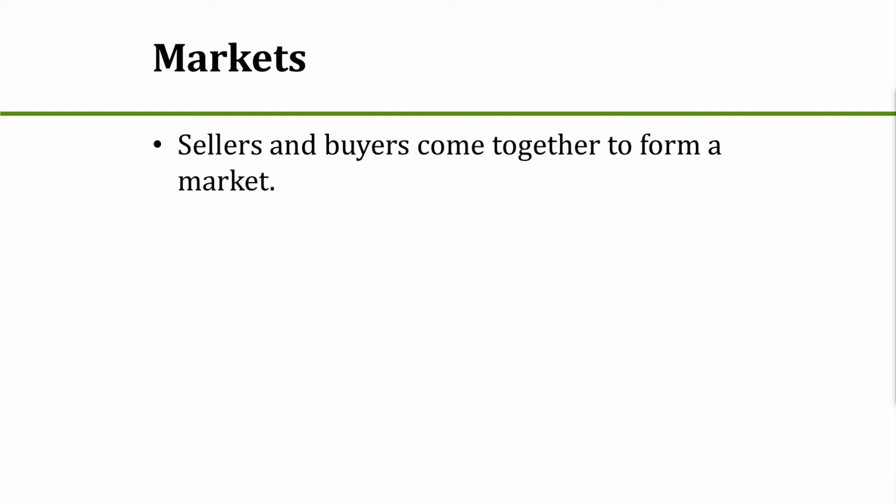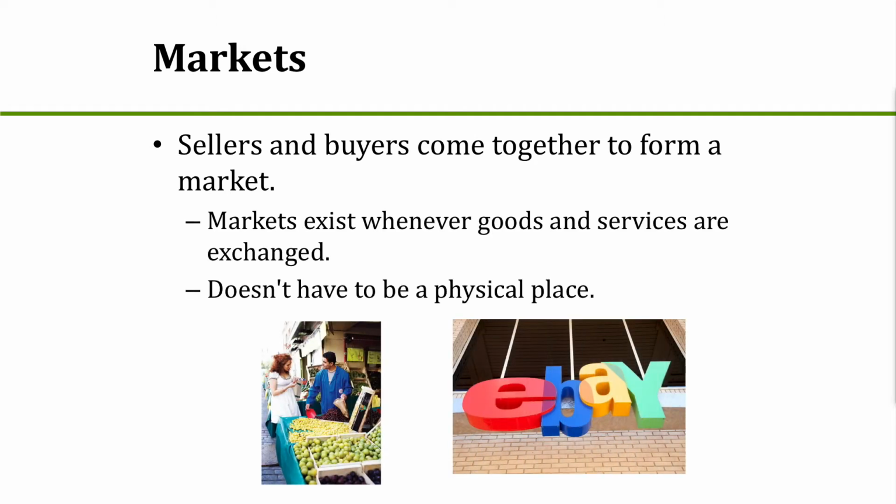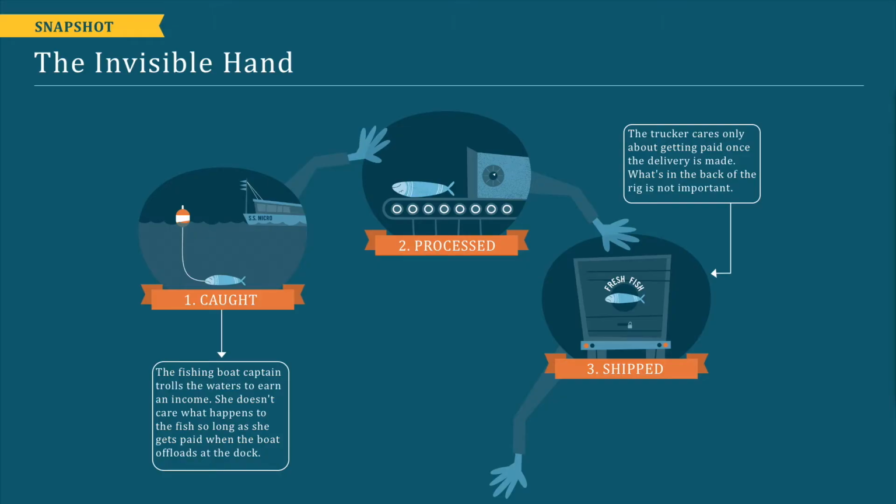Sellers and buyers come together to form a market. A market can be a physical place, but it doesn't have to be. In the 21st century, we have a lot of markets which are online, not physical. One example is eBay. In these markets, goods and services are exchanged. Firms sell whatever they have, and consumers buy these goods and services at the market equilibrium price. The next topic we are going to cover is the invisible hand.